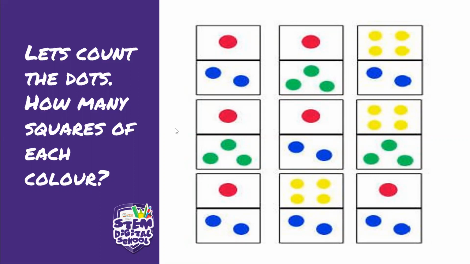So how many squares have 6 dots? Let's count. Who wants to count the squares that have the red dots? Yes, let's go. 1, 2, 3, 4, 5, 6. 6 squares. Yes, there are 6 squares that have red dots. There are 6 red dots and there are 6 squares that have red dots.